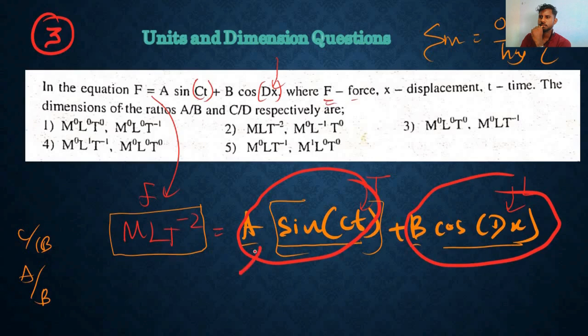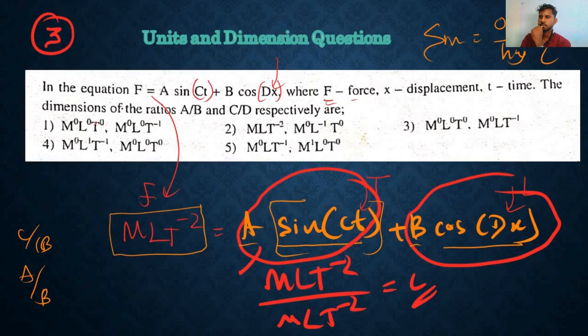So the dimensions of A are MLT minus 2. Again B, you don't have to write it actually, MLT minus 2, same dimensions, cancel off, so no dimensions. So in the AB ratio, we get no dimensions. Moving on to C over D, right? It's C over D. Then where's C?